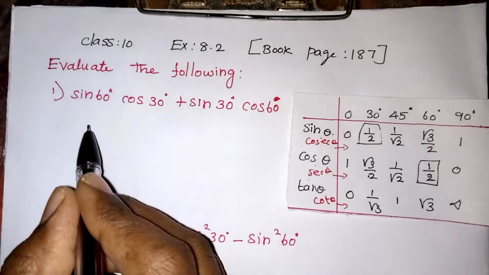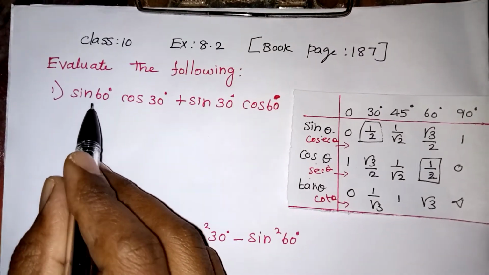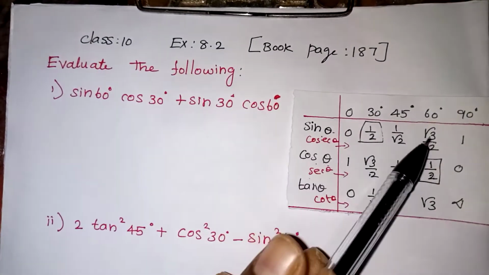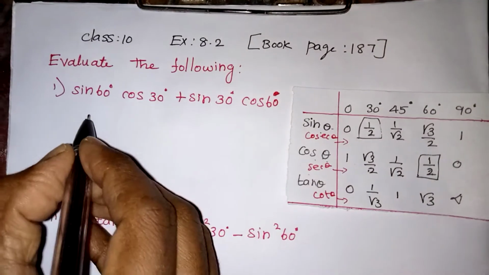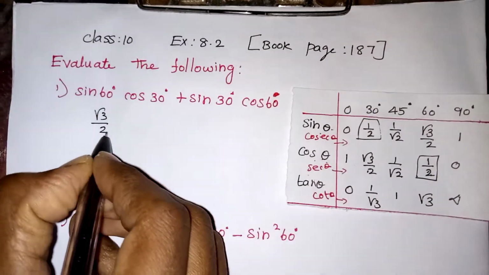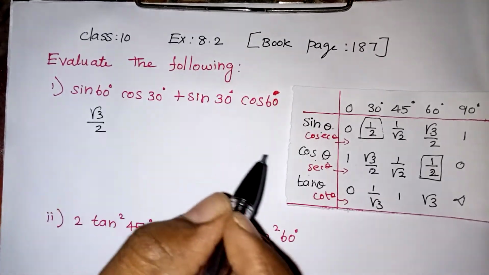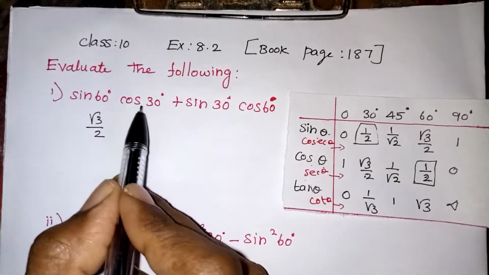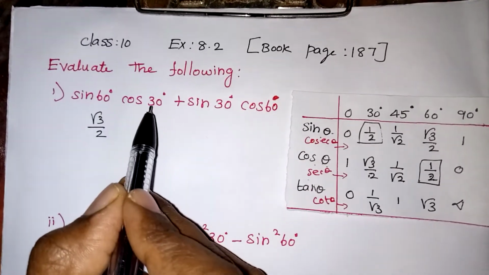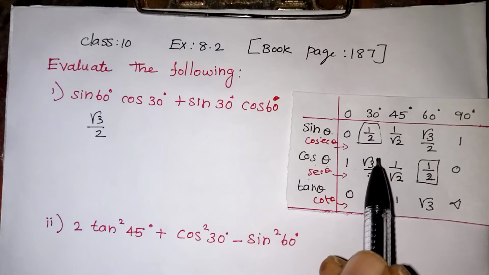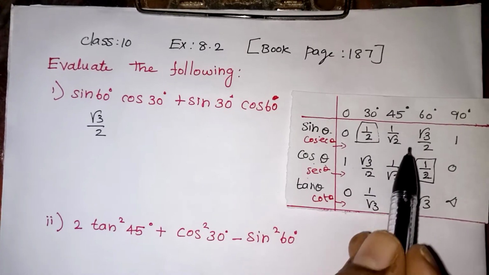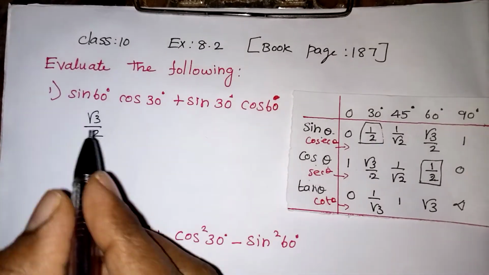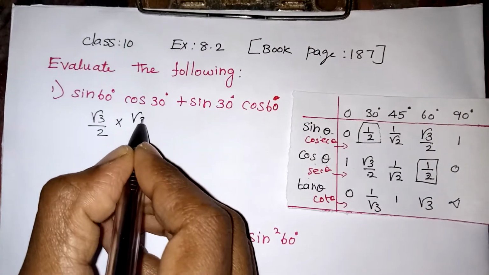So here the first value we need is sin 60 degree. Sin 60 degree value is root 3 by 2. Write it root 3 by 2. And cos 30 also will be the same because sin and cos are complementary angles. Always 60 and 30 will be complementary, so it will be the same. By looking at the table, cos 30 is also root 3 by 2. Write it root 3 by 2.